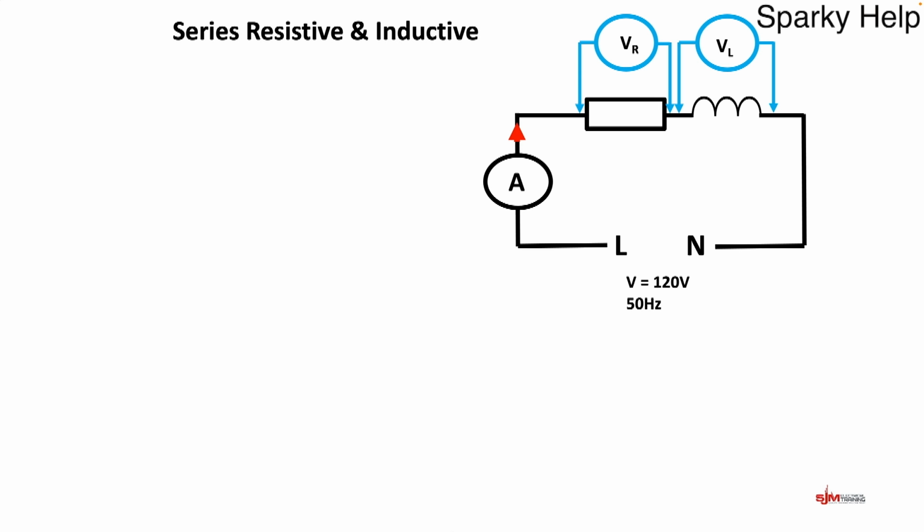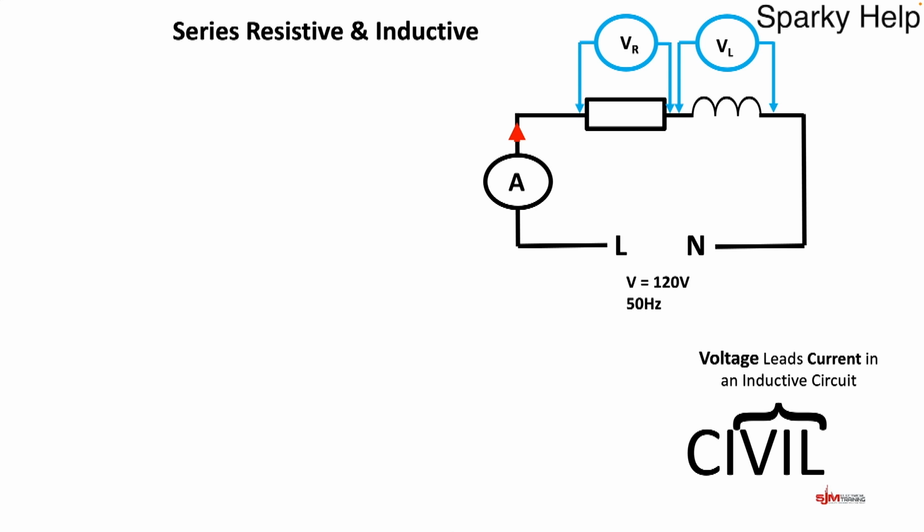Then we get a little bit more tricky. We've got a series resistive and inductive circuit. So there's our circuit, and we've got the voltage across the resistor, the voltage across the inductor. And we're going to use the word CIVIL again. So this is an inductive circuit, so we're going to look at the last three letters, VIL. So volts leads current in L in this inductive circuit.